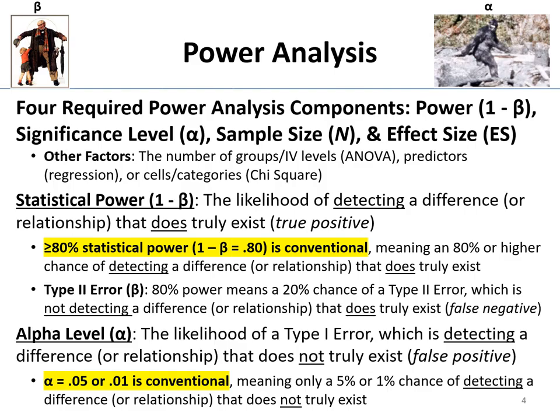Well, it means that you have a 5 or a 1% chance, depending on 0.05 or 0.01, of detecting a difference or relationship that does not truly exist. That is rejecting the null when you should not. So an alpha of 0.05 is a 5%, an alpha of 0.01 is a 1% chance.